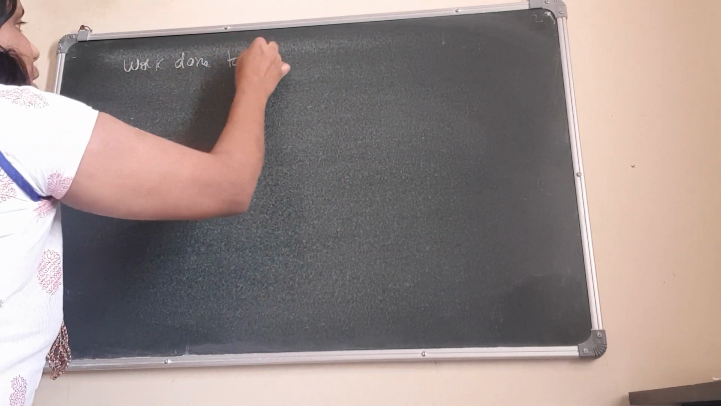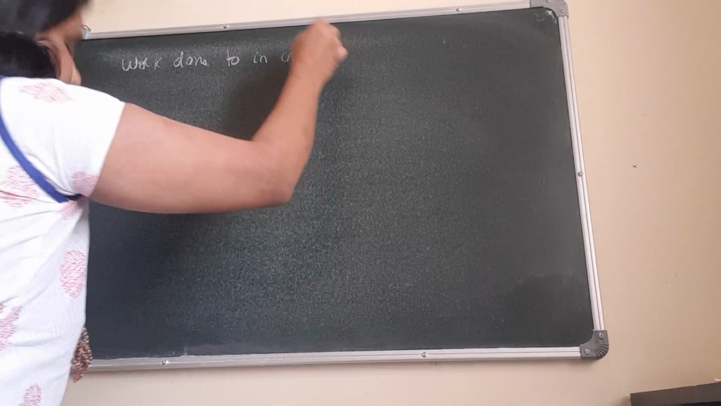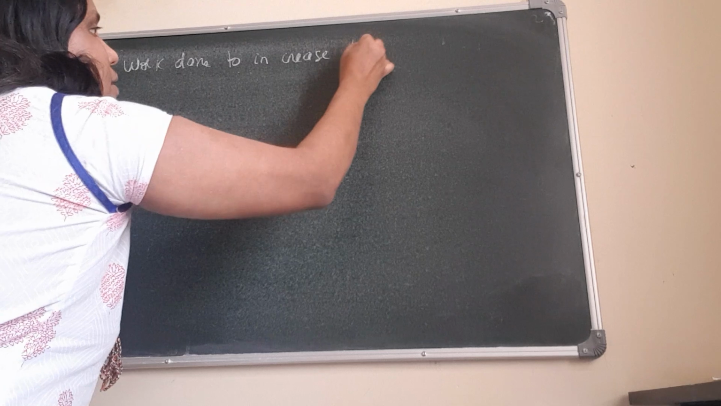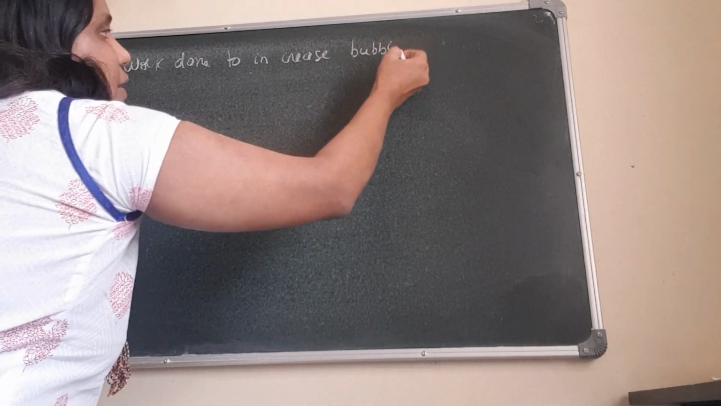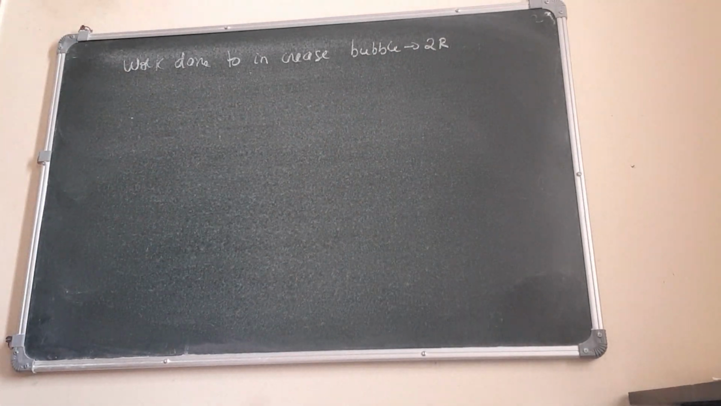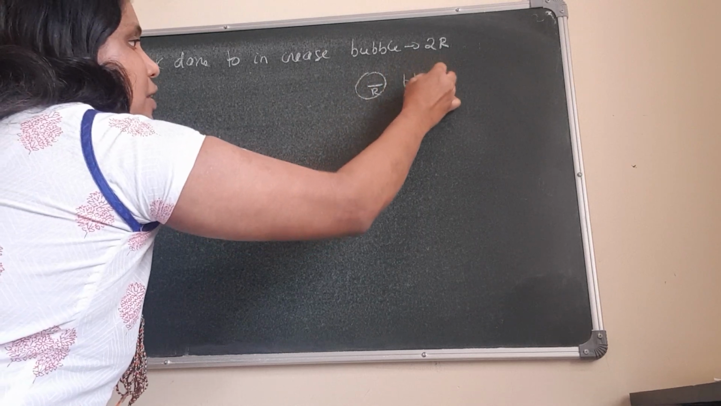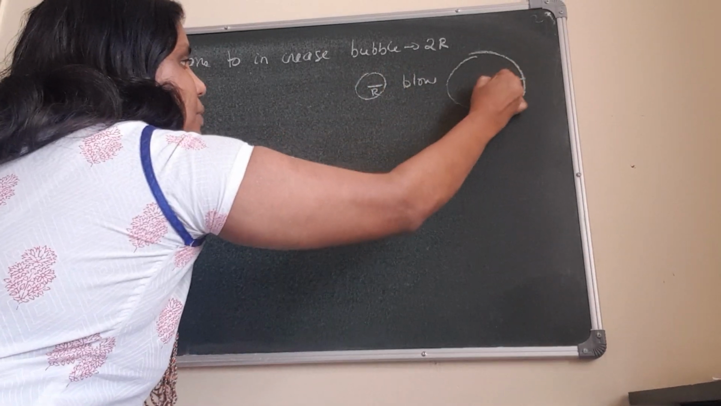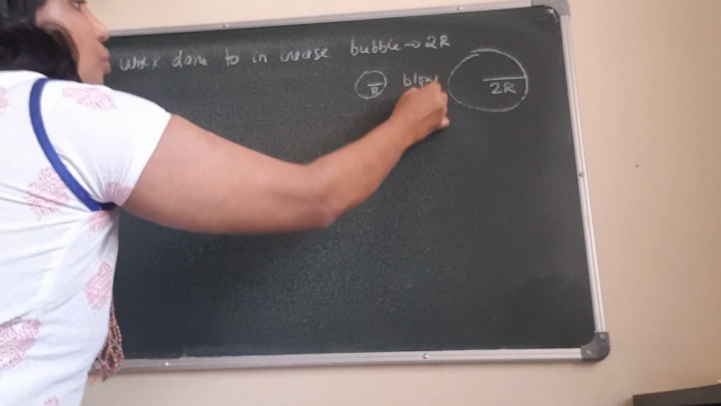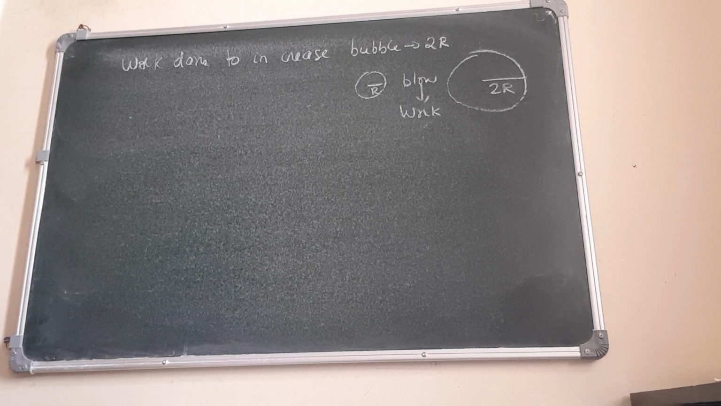Yes. So calculate the work done to increase the bubble size, or increase the bubble to 2r. Let us say there was a bubble of small r. You are blowing it and then you are making it a bigger bubble of radius 2r. So, what is the work done here? Work done to increase the bubble from r to 2r.